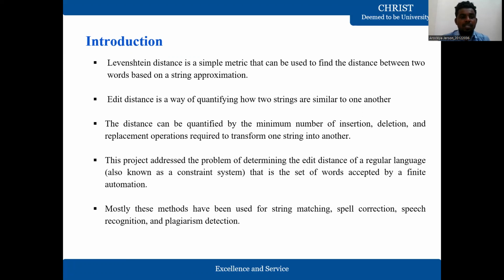The difference between Levenshtein distance and edit distance: for Levenshtein distance, the operation cost is 2. For edit distance, the operation cost is 1. And this project addresses the problem of determining the distance of regular language, that is the set of words accepted by a finite automaton. Mostly these methods have been used for string matching, speech recognition, spell correction, and plagiarism detection.